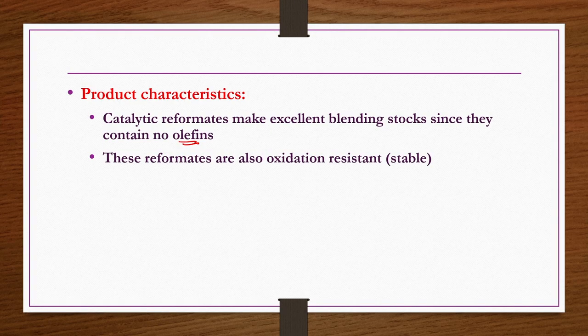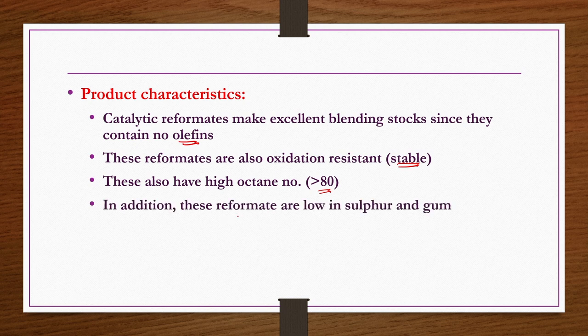These reformates also have good oxidation resistance. Since they are oxidation resistant, they are very much stable. These also have high octane numbers, at least 80 octane number is possible if you have reformates in the product. In addition, these reformates are low in sulfur and gum. In the purification of end products, we are going to see removal of sulfur and gum, these kinds of things, which is very essential. So, if these are already low, then your purification load will decrease.